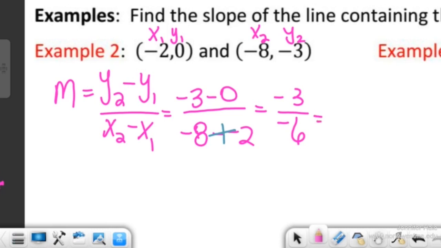-6. What happens with the 2 negatives? Becomes positive and reduce it. Good. All right, so super easy to do, but what if you don't memorize your formula? What's going to happen? You can't get it on a test. So make sure that you memorize it.